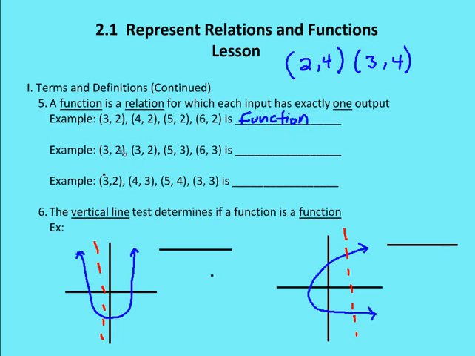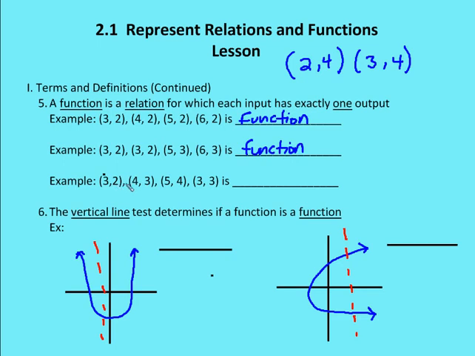Okay, second example. I put in 3, I get out 2. Put in 3, I get out 2. Put in 5, I get out 3. Put in 6, I get out 3. Now I have 2 relations that are the same, but they both have the same input and output. So that's okay. For 5 and 6, I have different inputs but the same output. That's okay. So this is considered a function.